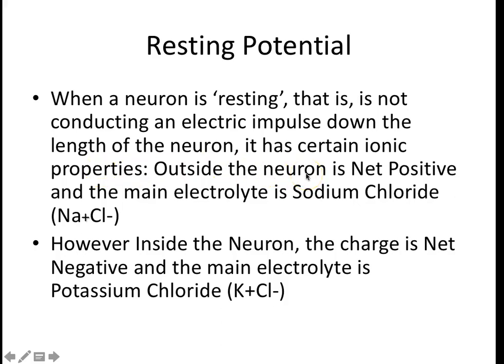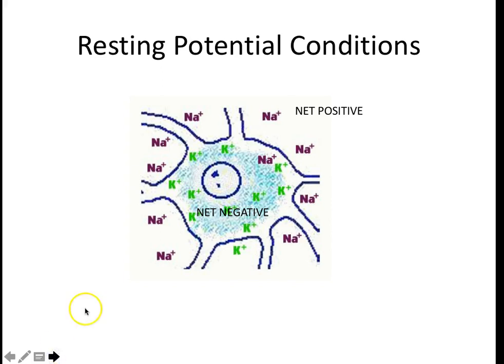The outside of the neuron is net positive, and the main salt is sodium chloride. Inside the neuron, it is net negative, and the main electrolyte is potassium chloride. So that is at rest. And here we go. So this is showing your neuron that inside is net negative and the main ion is potassium chloride. Outside is net positive and the main ion is sodium chloride.